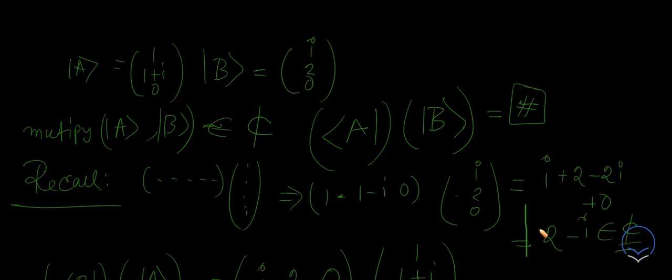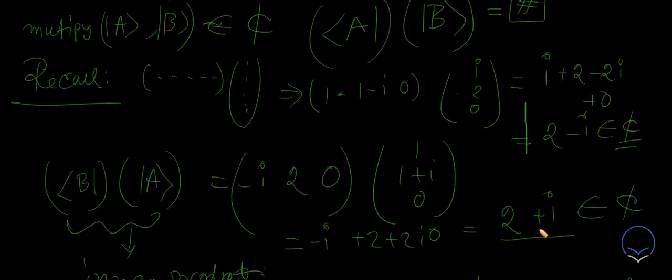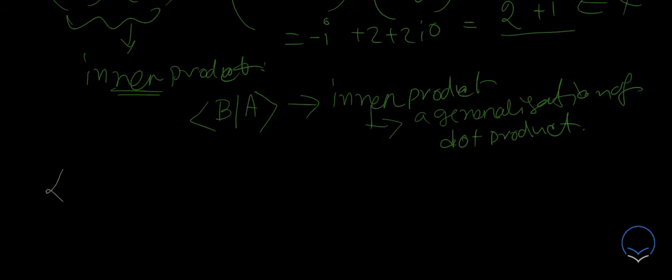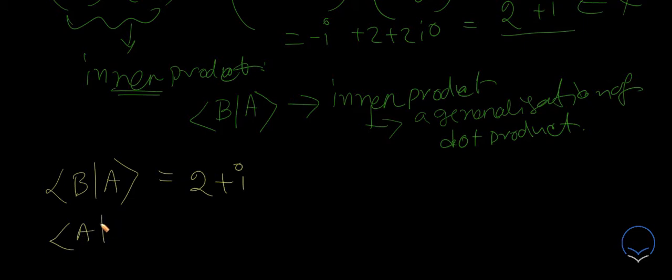And here is an interesting fact. Let me choose another color so that I can highlight it better. You can see that when we evaluated, let's write it again, the result when we took the inner product with the bra of B and the ket of A, we got 2 plus i. And when we did the bra of A and the ket of B, we got 2 minus i.